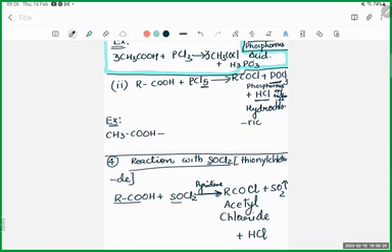The next example for this is acetic acid and phosphorus pentachloride, PCl5. The product forms the same as before: CH3COCl plus POCl3 plus HCl. Hridaya, is it clear to you? Yes, ma'am.